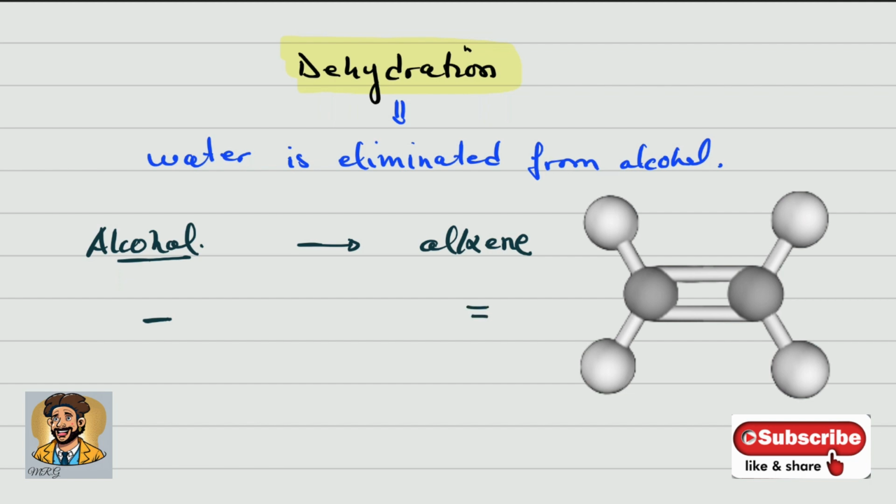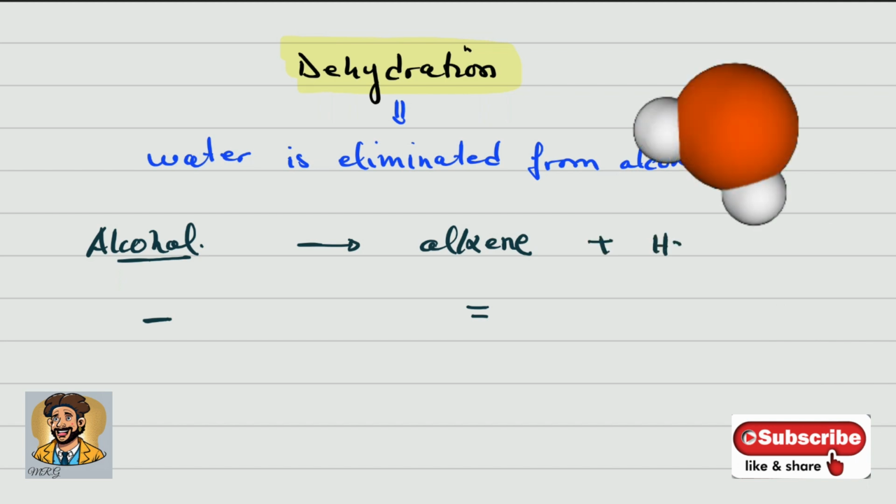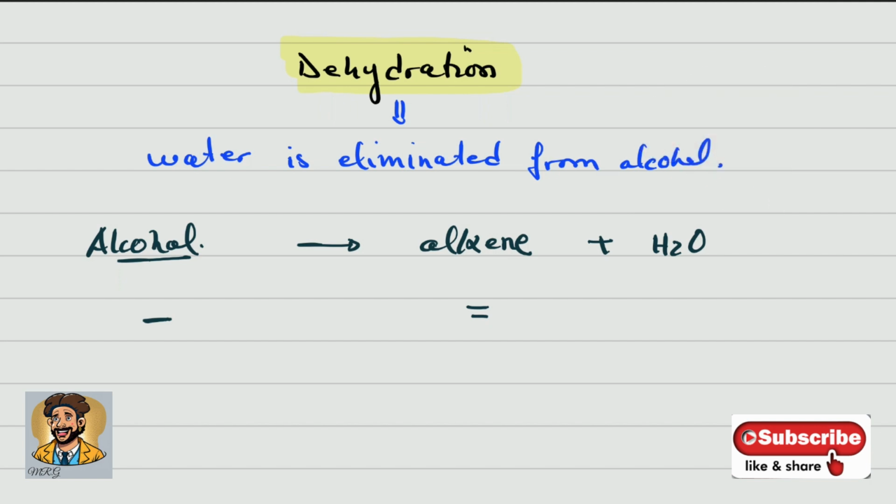This single bond and double bond is for you to be able to identify the type of reaction. And then also there must be water. So this is the general equation for this. Starting with an alcohol, you will end up with alkene and water.